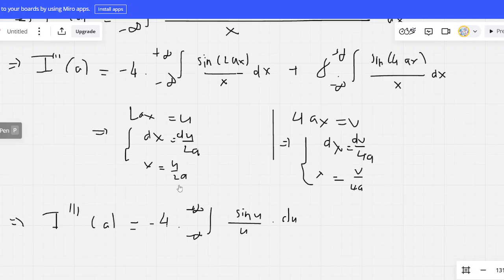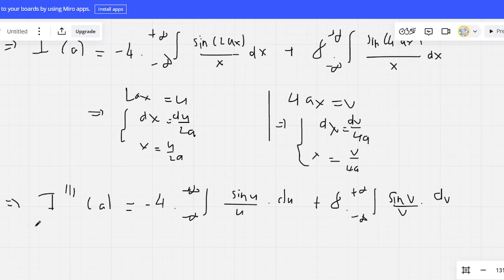Plus a times the integral from minus infinity to positive infinity of sine of v divided by v over 4a times dv over 4a. And same result as before, these 4a cancel, which will give us sine v over v dv. And if you know the Dirichlet integral, which I mentioned before, this is actually going to be equal to pi. I will go ahead and actually show a proof of how this is equal to pi.